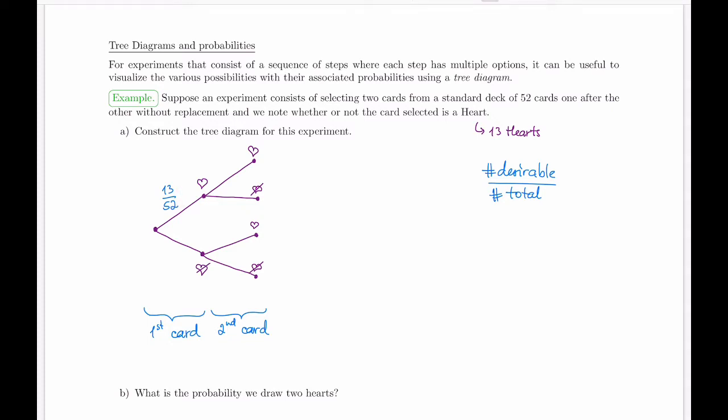I'm going to have to label all of these branches. So I'm going to have to think of all of these possibilities. So let's do the second one here. What is the probability of drawing not a heart on the first card?